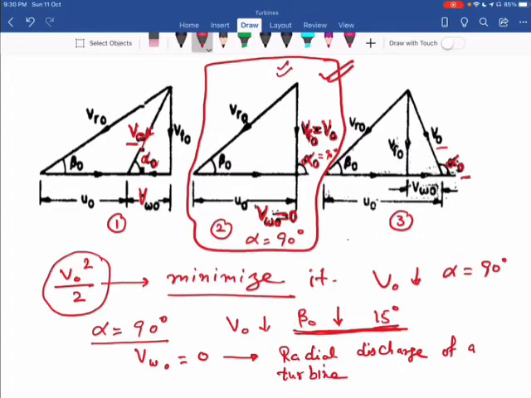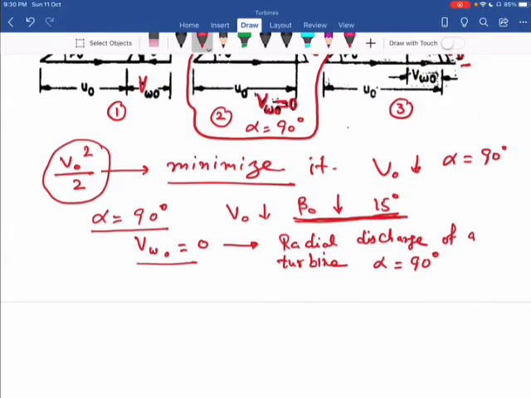Okay. So that means for radial discharge, we can keep the alpha angle equal to 90 degrees, or you can say VWO equal to 0. Now, this also implies the following.